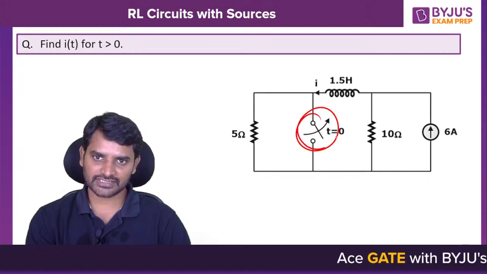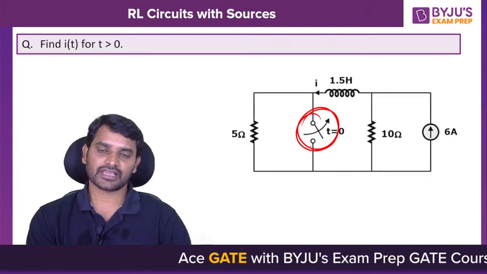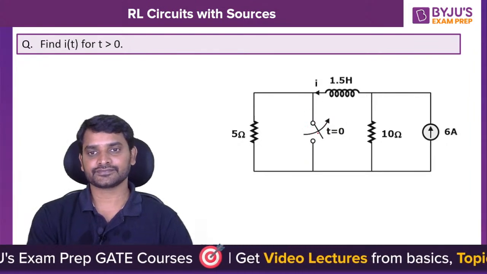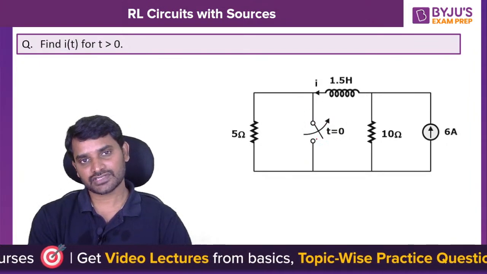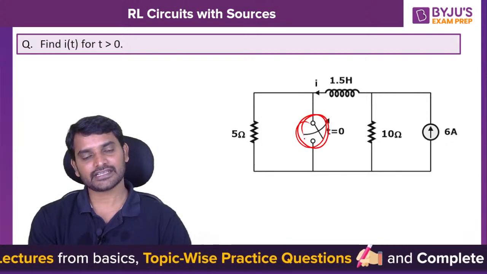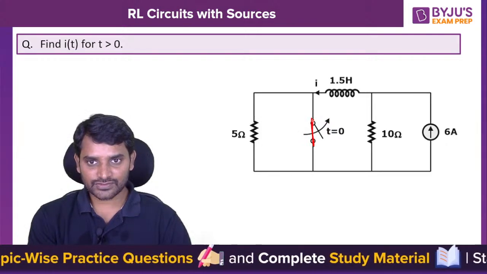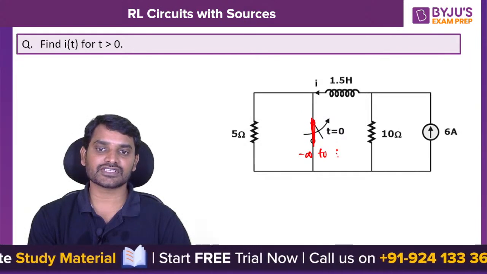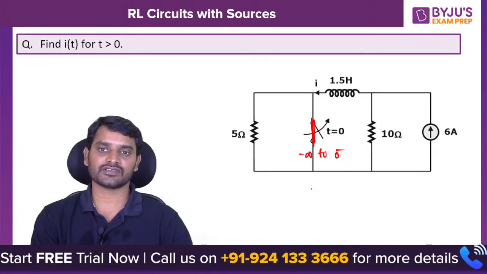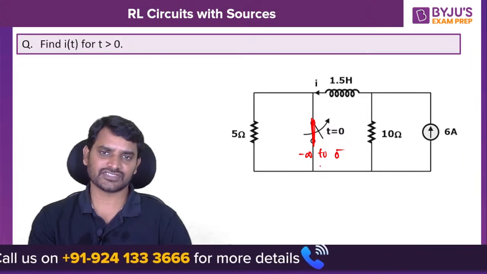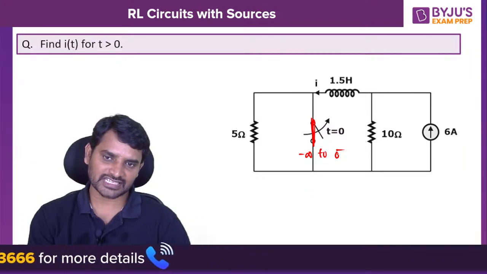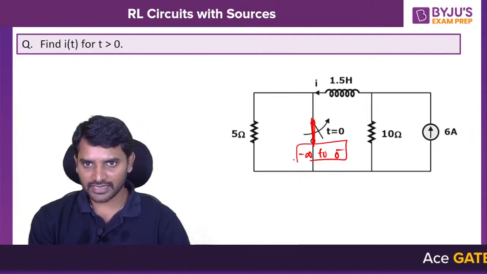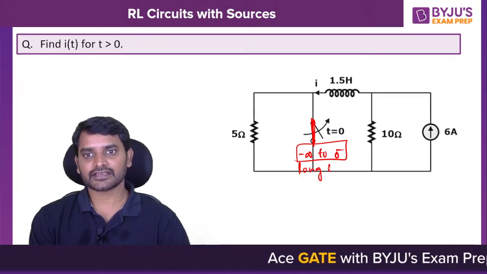So here, you see the switching instant. If you look at the switching instant, what has he given? He has given that the switch is opened at t equals 0. That means the switch is closed from minus infinity to 0 minus, just before opening the switch. So this is a long time, right?